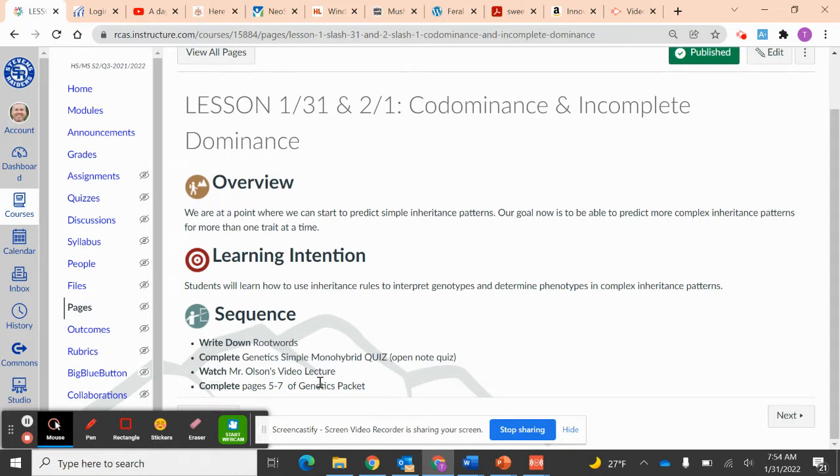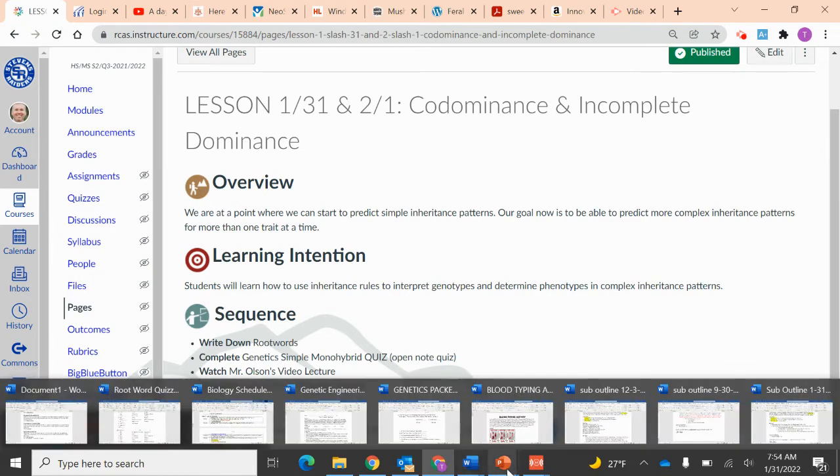Hopefully you're doing that. This is going to explain how to do the next sort of inheritance that we're talking about, which is incomplete dominance and codominance. And lastly, complete pages 5 through 7, your genetics packet, and then anything that you have left over from 1 through 4. So let's not take any more time. I want to get into this.